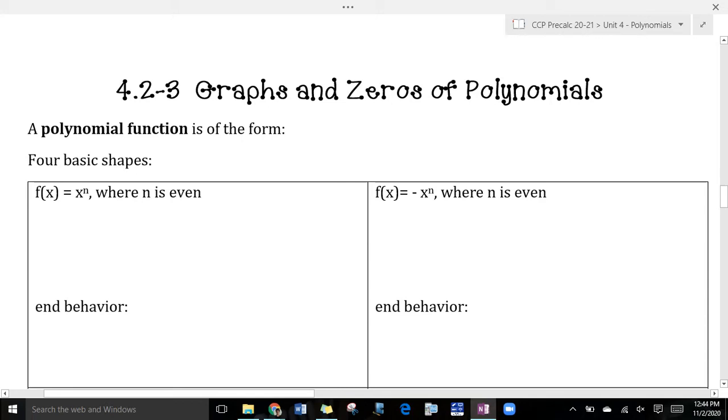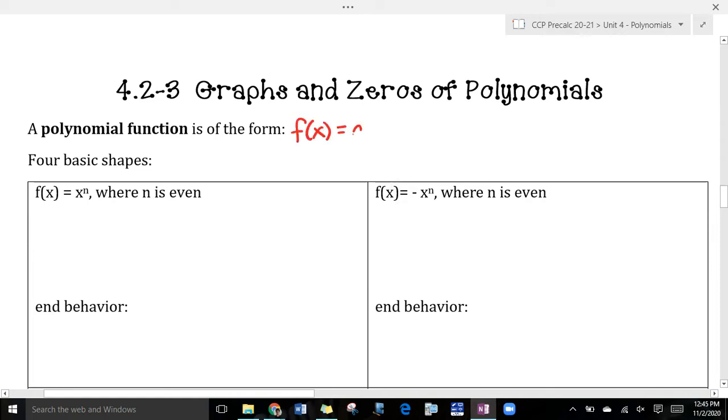Now that we've played with polynomials a little bit in their operations, add, subtract, multiply, two types of division, and compositions, we're going to take a look at some graphs of polynomials and inspect their shape and their zeros, their leading coefficients, and all that good stuff. So first off, a polynomial function is always going to be of this form.